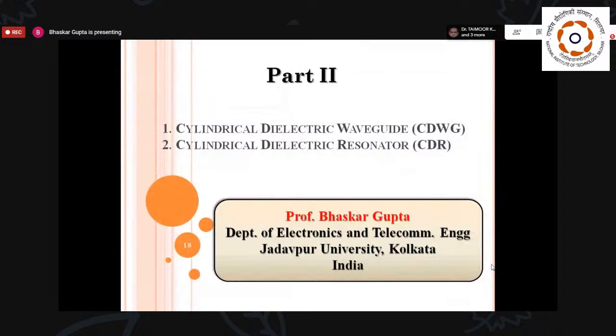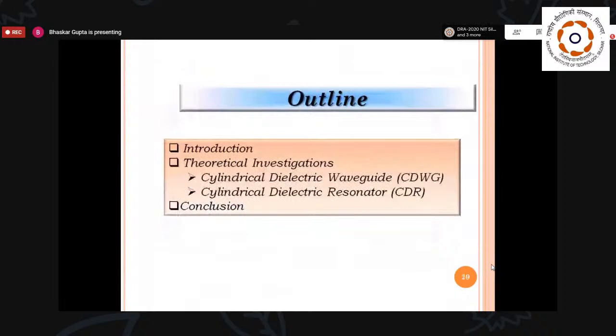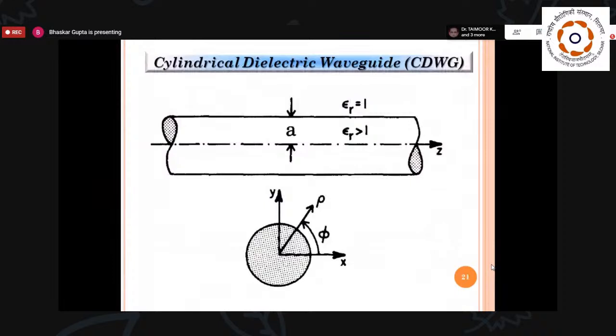The next part will be devoted to the cylindrical shape. I start with cylindrical dielectric waveguides and then go to cylindrical dielectric resonator, because a waveguide is an isolated structure. A resonator is closed at the ends. So let's go through them one by one. This is the cylindrical coordinate system chosen, and this is the geometry for analyzing the cylindrical dielectric waveguide.